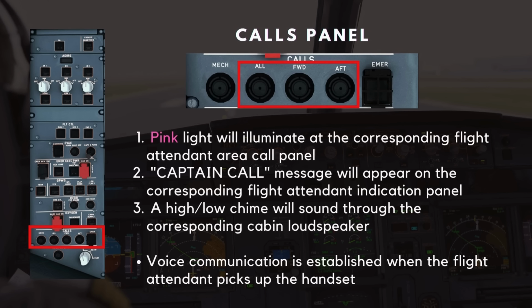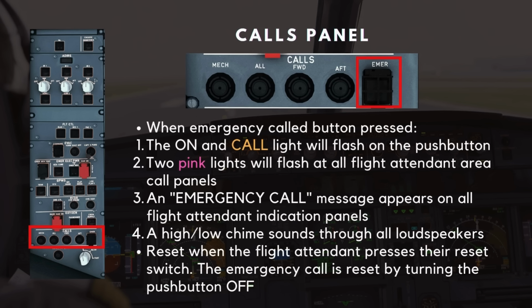When these calls are made, the following indications are observed in the cabin. 1. A pink light will illuminate at the corresponding flight attendant area call panel. 2. A captain call message will appear on the corresponding flight attendant indication panel. 3. A high-low chime will sound through the corresponding cabin loudspeaker. Voice communication is established between the flight attendant station and the flight deck when the flight attendant picks up the handset. The final button on the calls panel is the emergency call button.